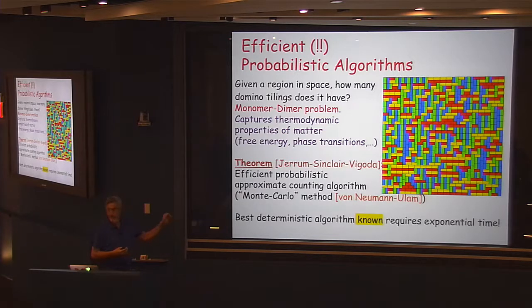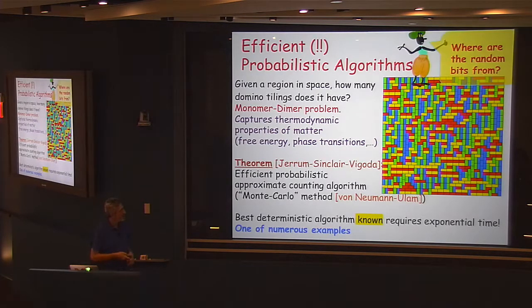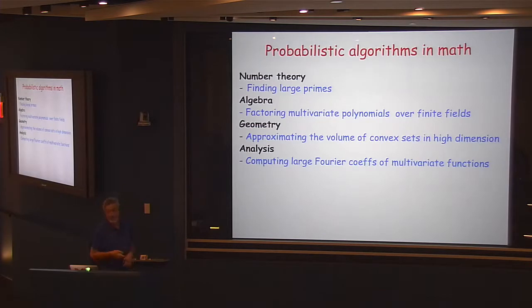So there's a huge efficiency gap between what you can do with random bits and without random bits, as far as we know. And this is just one example of many, many other examples, in math and physical science. I have here a bunch of other examples, mainly mathematical, of problems which have the same property.